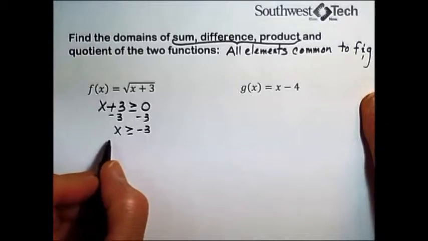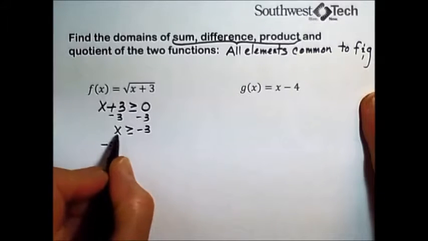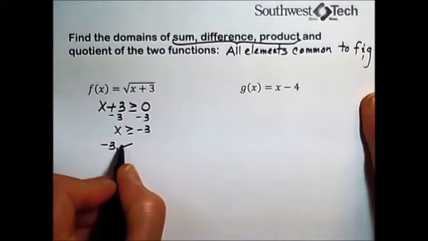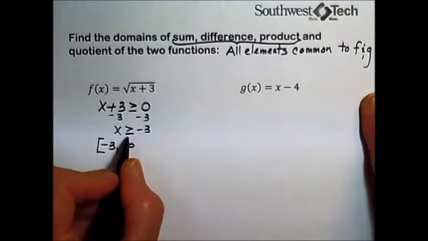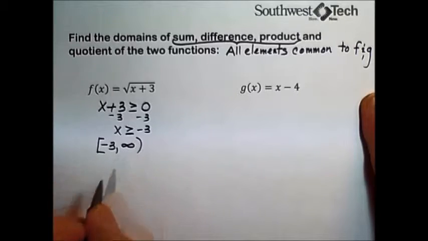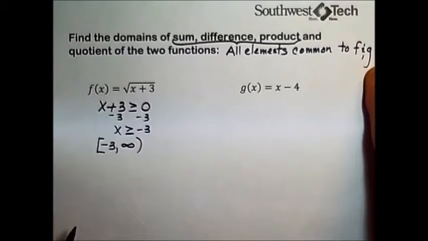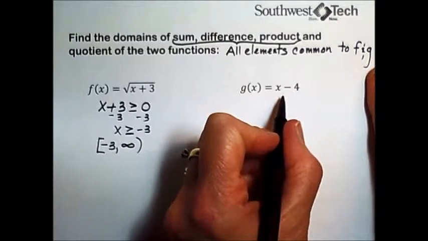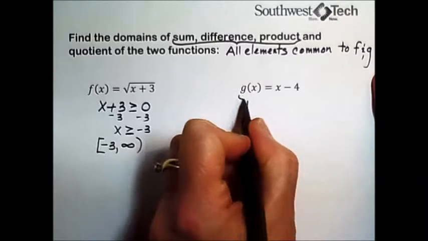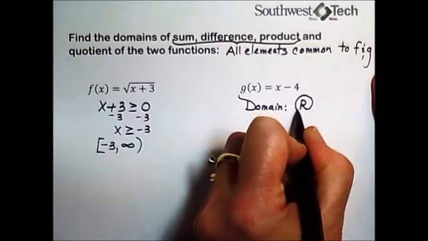And if we put it in interval notation, our smallest value is negative 3. It's greater than, so it's headed towards positive infinity. We put our bracket because we're including the negative 3 in our solution, and infinity never has an end, so we put the parenthesis to indicate we aren't including an end value there. Here, for g of x, there is no variable in the denominator. There is no variable underneath the radical, so for our domain here, the domain will be all real numbers.